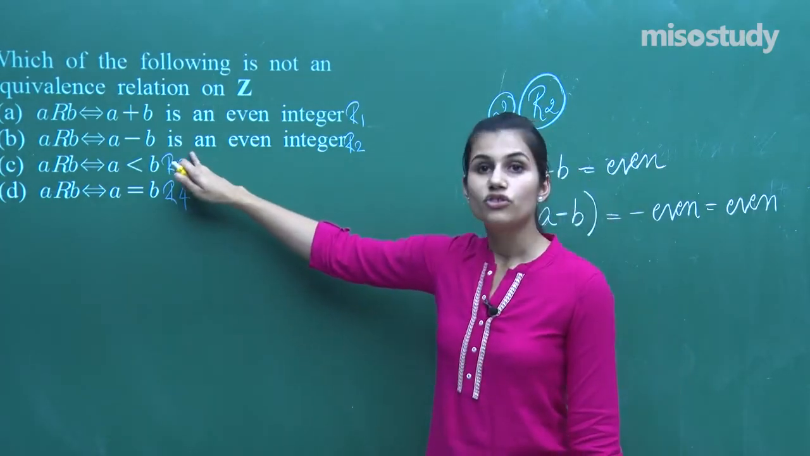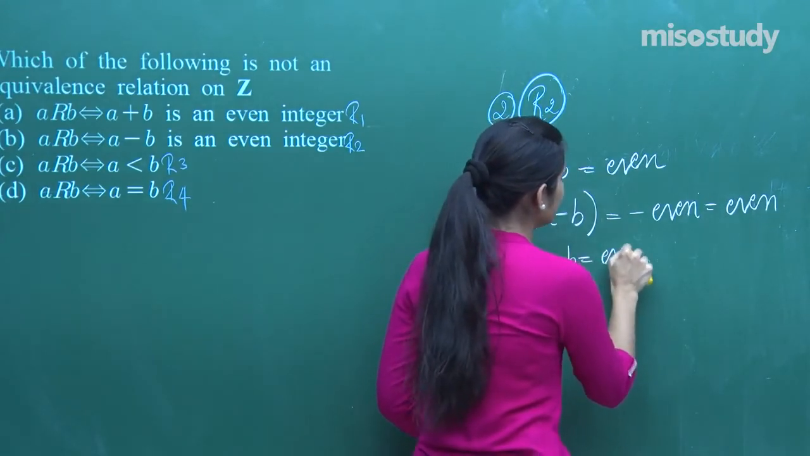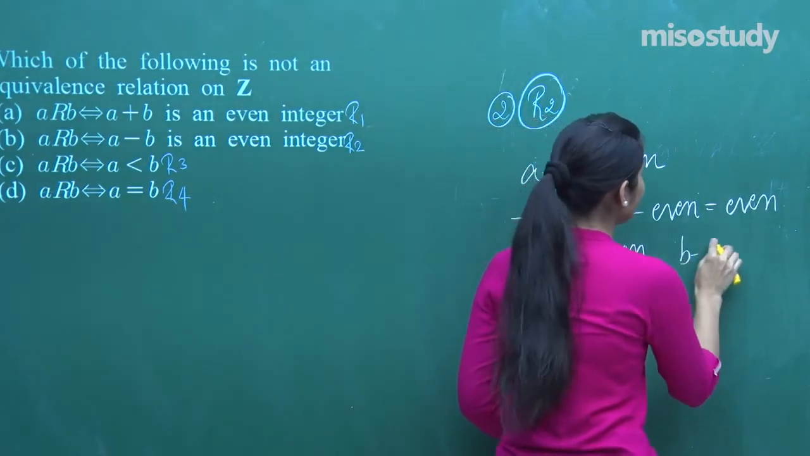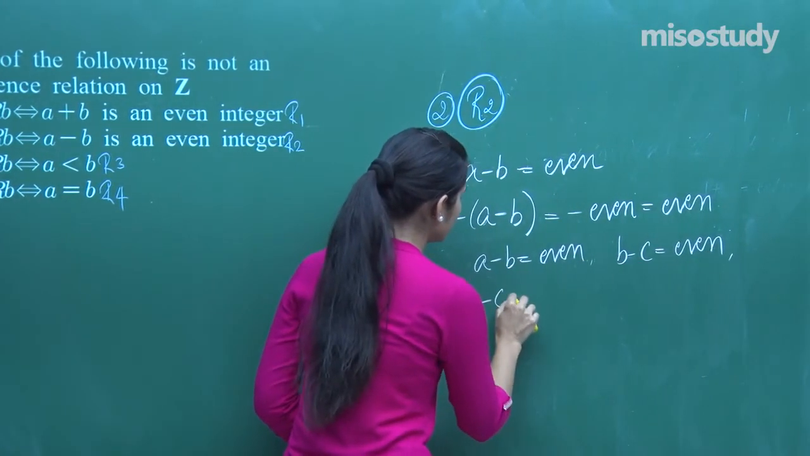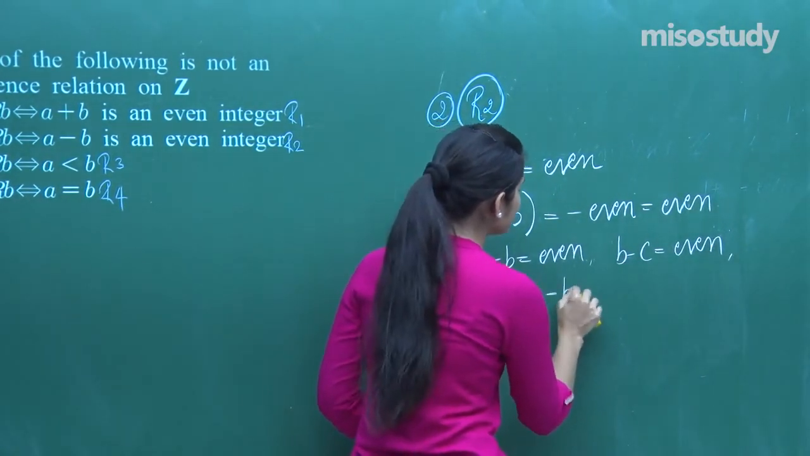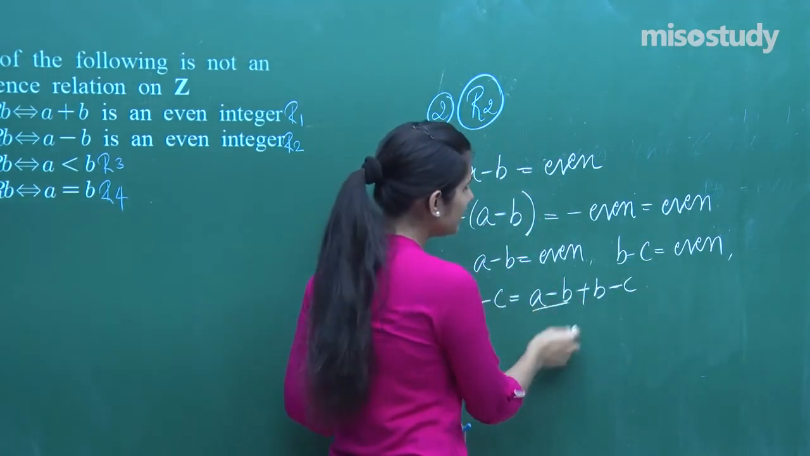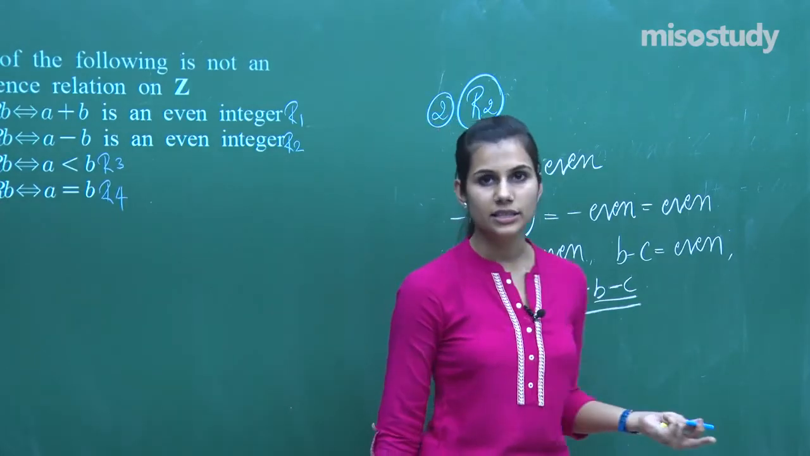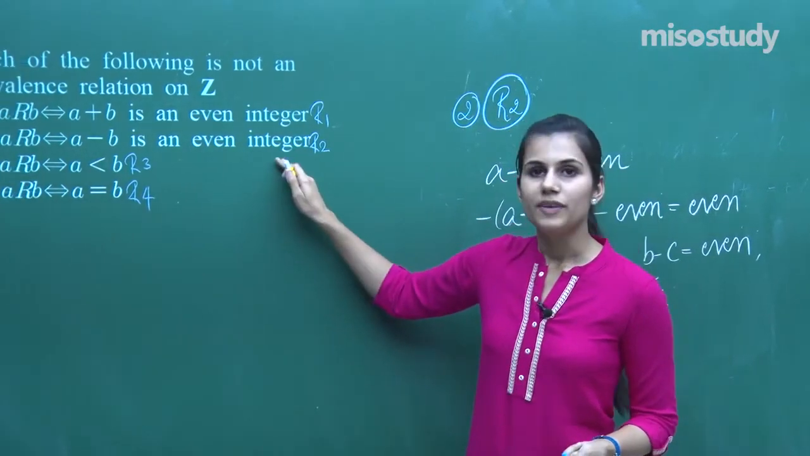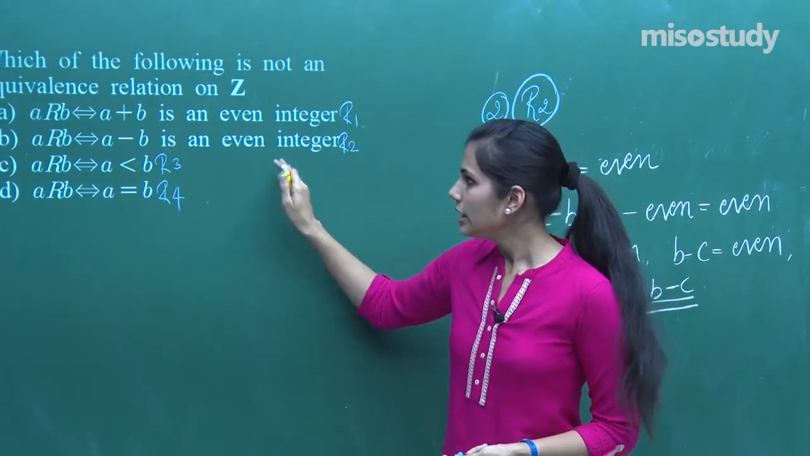Similarly, if you talk about transitivity, if I am saying A minus B is even, B minus C is even, what about A minus C? A minus C can be written as A minus B plus B minus C. A minus B is even, B minus C is even, the sum of 2 even is even, so this is even. That means this is reflexive, symmetric, transitive, even this is an equivalence relation.